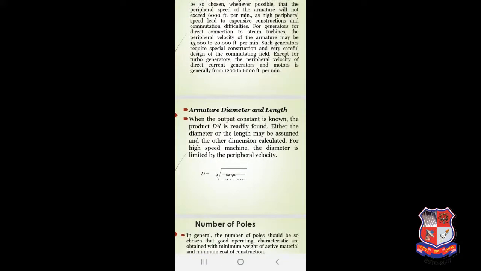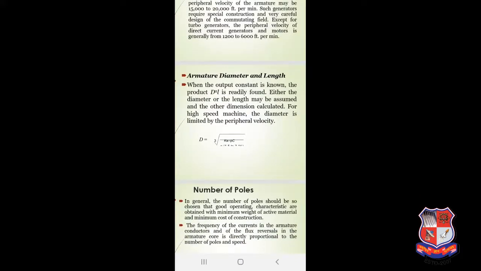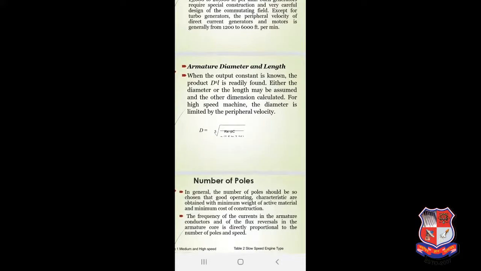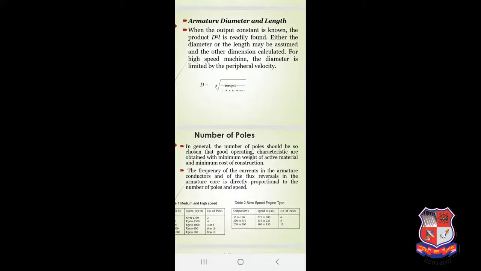Now the armature diameter and length. When the output constant is known, the product D square L is readily found. Either the diameter or the length may be assumed and the other dimension calculated. For high speed machines, the diameter is limited by the peripheral velocity, so we can get the value of the diameter by using this formula.